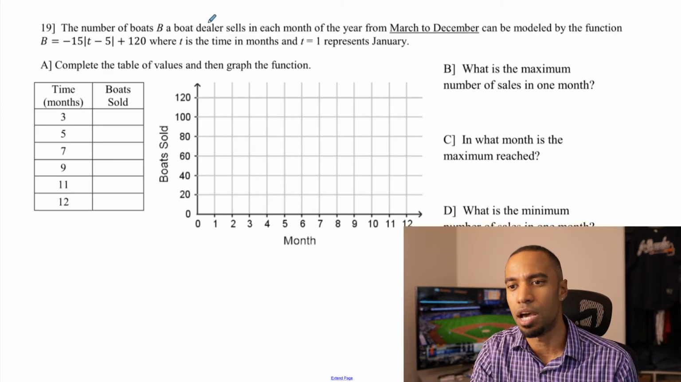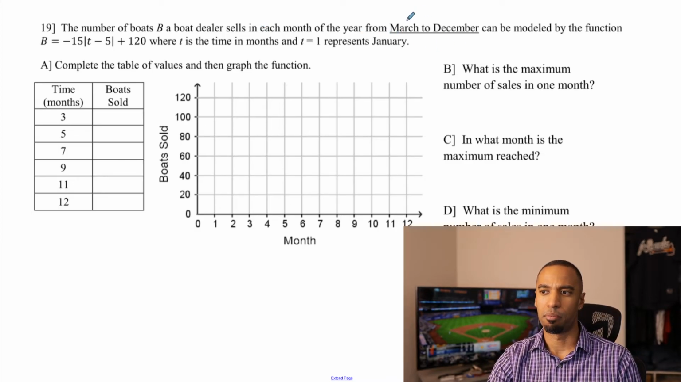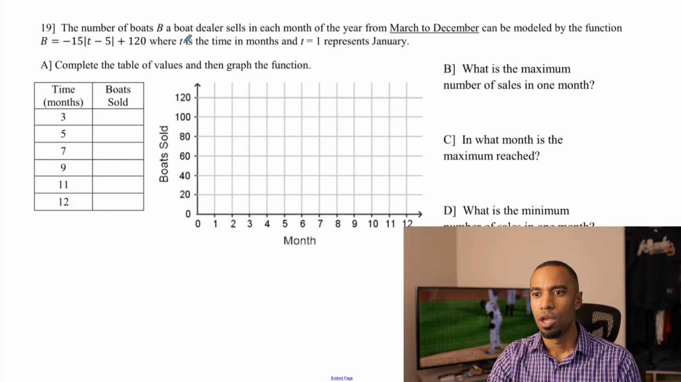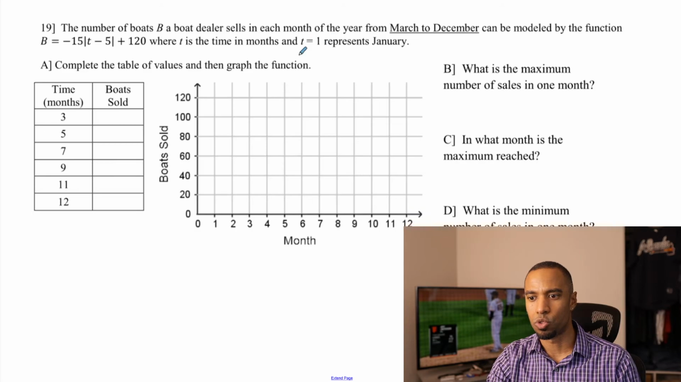The number of boats B a boat dealer sells in each month of the year from March to December can be modeled by the function B equals negative 15 times the absolute value of T minus 5 plus 120, where T is the time in months and T equals 1 represents January.